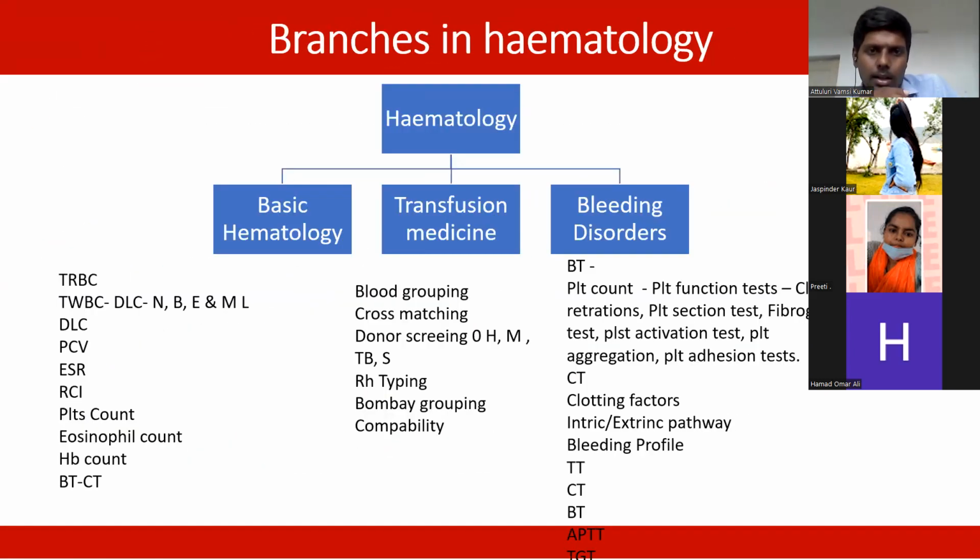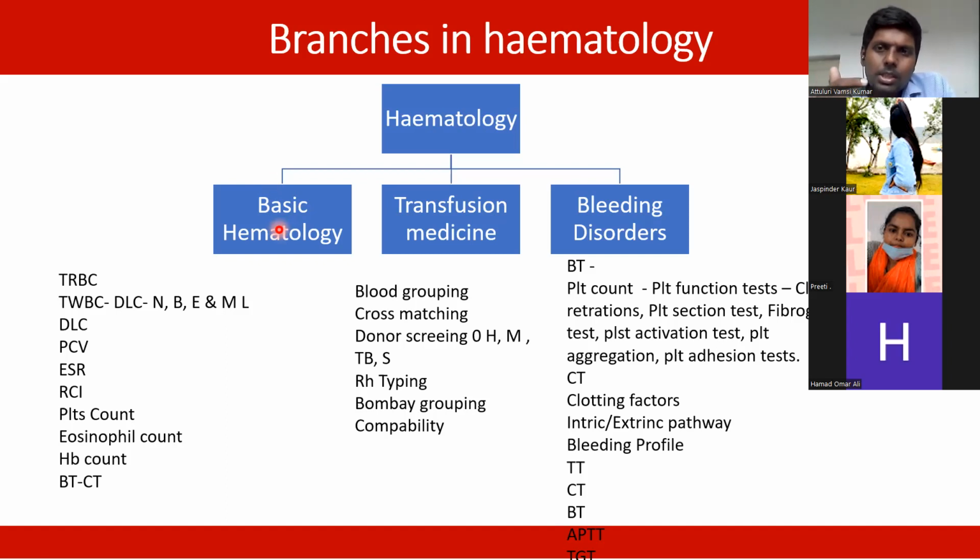So as I stated, there are 3 major branches of hematology. We have basic hematology, transfusion medicine, and bleeding disorders. In basic hematology, we will discuss the basic properties of the basic components of the blood. So what are the basic or cellular components of blood? We have red blood cells, white blood cells, then white blood cell count, ESR, PCV, hemoglobin, platelet count, eosinophil count, hemoglobin content, bleeding time, clotting time. Sometimes we will do these in basic hematology, which mainly focuses on the basic components of the blood. But basic hematology never discusses the advanced areas of the blood.